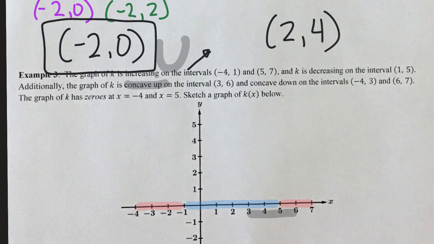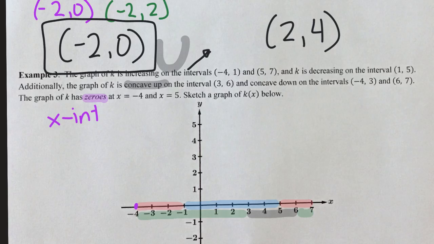And concave down from -4 to 3 and from 6 to 7. The graph of K has zeros. So what does it mean to be a zero? A zero is where the graph crosses your x-axis. So those are your x-intercepts.